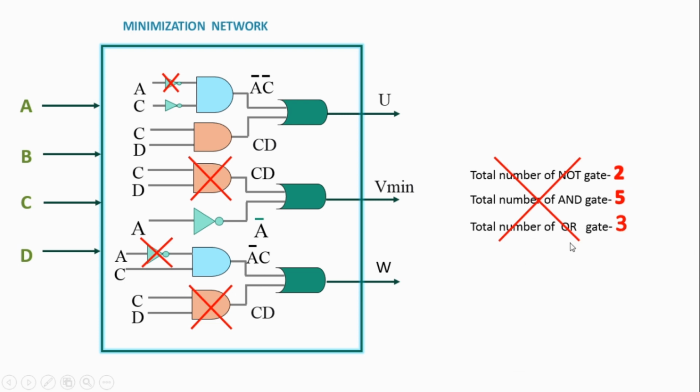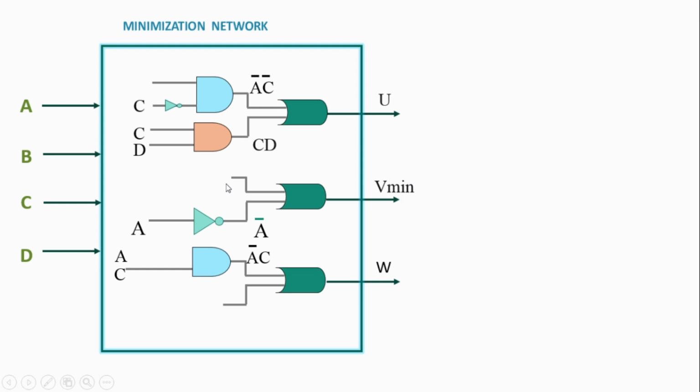How? Here we can see A bar is created, here also A bar is created, and here also A bar. So we can remove any 2 NOT gates for this A bar, and we know that this AND gate, this AND gate and this AND gate create the CD input. So we can remove 2 of these AND gates. Removing these, now you see here we need A bar. A bar is already created here, so we will make the connection to here.